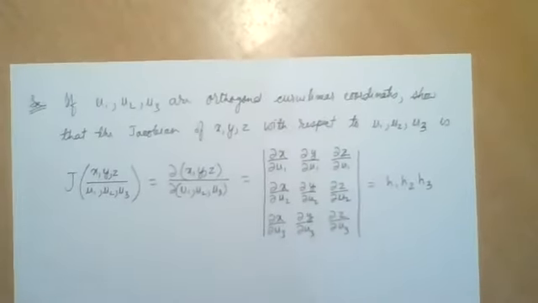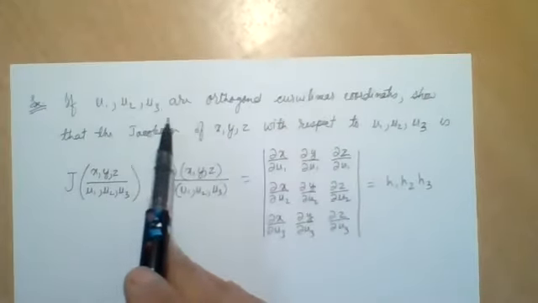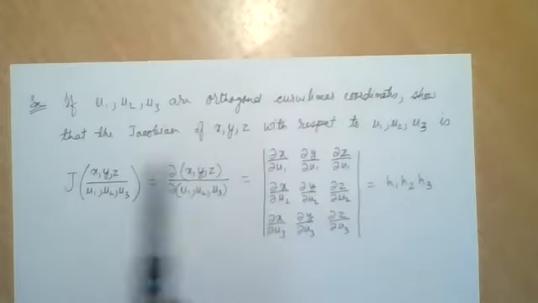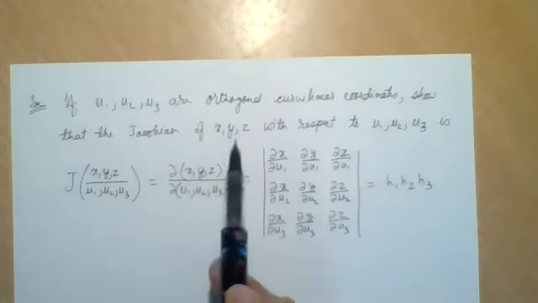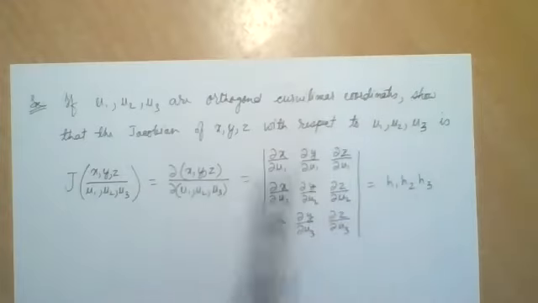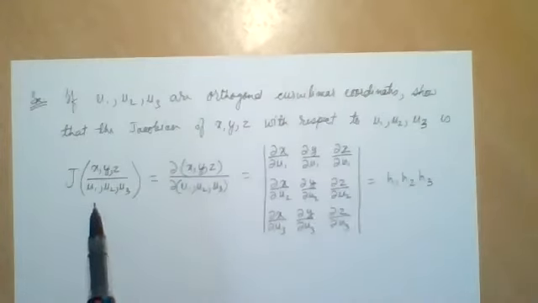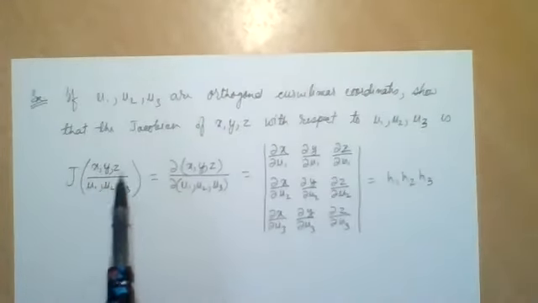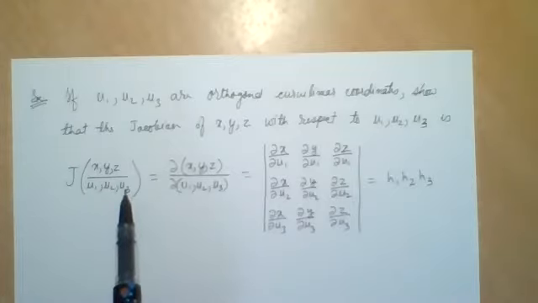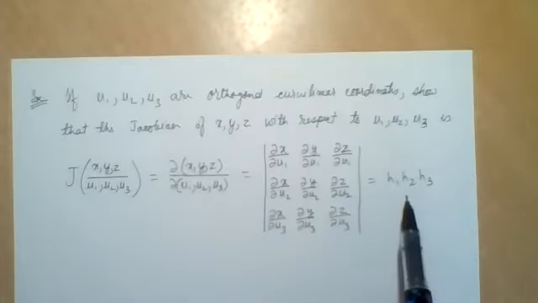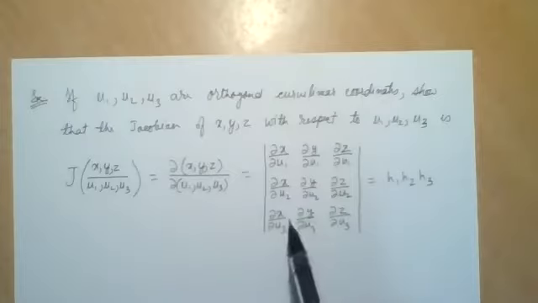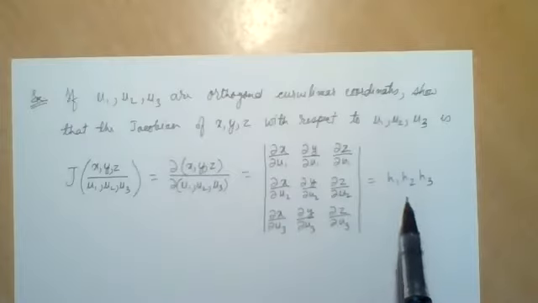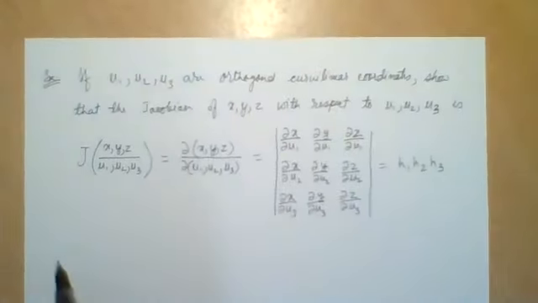We have to show that if U1, U2, U3 are orthogonal curvilinear coordinates, then the Jacobian of xyz with respect to U1, U2, U3 is given by this expression. Jacobian of xyz divided by U1, U2, U3 is equal to this. We have to show that this is equal to this. So let us start the solution.